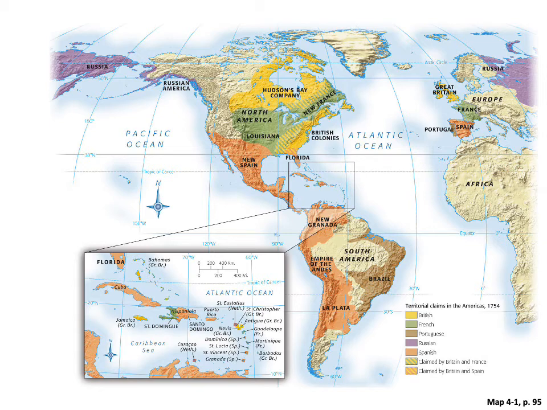And then, of course, moving south, we have the Spanish Empire from Mexico south, and then in modern-day Brazil, the Portuguese. And then the insert to the map will show you various islands in the Caribbean.